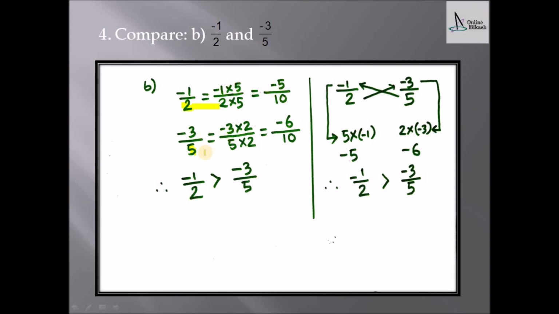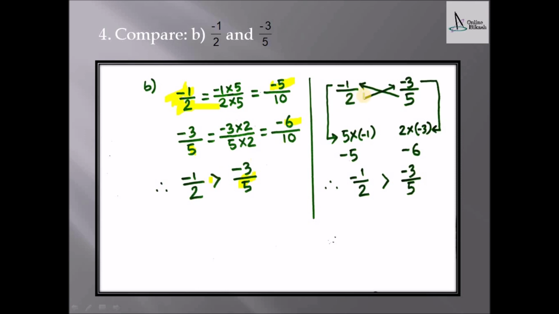Same way, 5 into 2 is 10. That 2 you multiply with the numerator minus 3. So minus 3 into 2, that is minus 6. Now you see, minus 6 is bigger or minus 5 is bigger? Minus 5 is bigger. That means minus 1 by 2 will be bigger. So I am writing minus 1 by 2 here and minus 3 by 5 here. Since minus 5 is bigger, minus 1 by 2 is bigger. So towards the minus 1 by 2, the open mouth of the sign will be there.